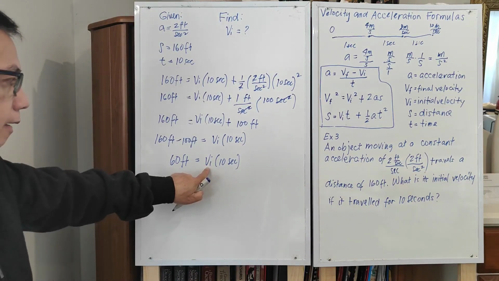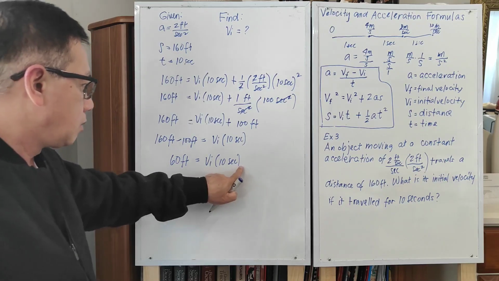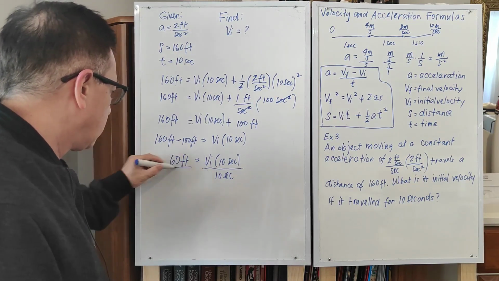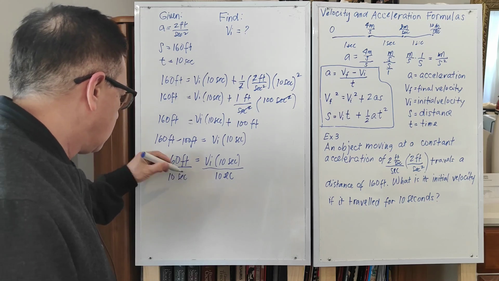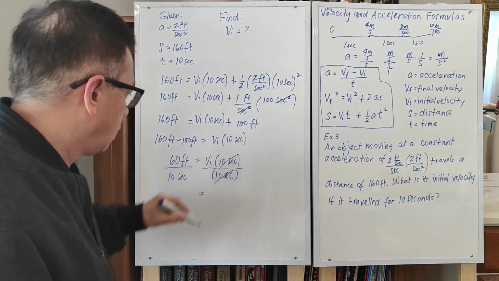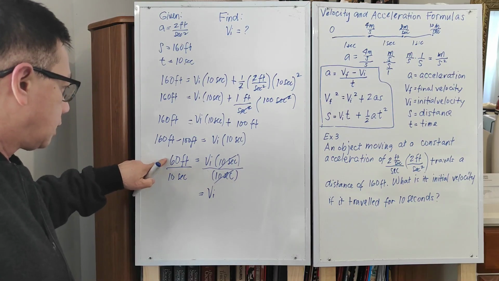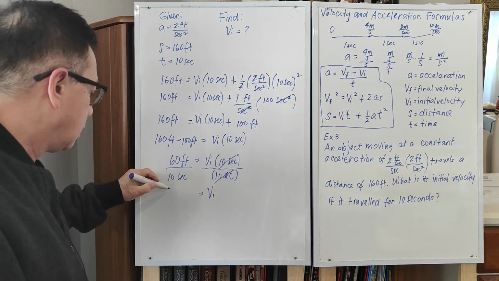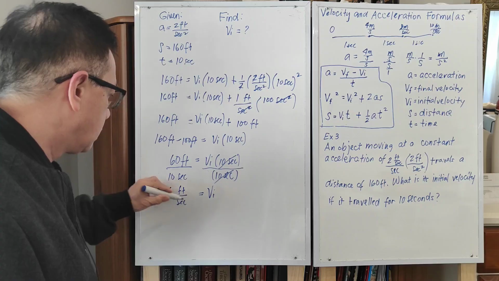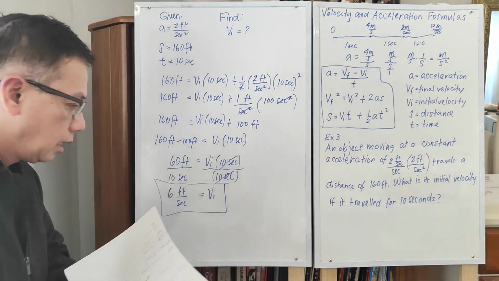So we need VI. What's with VI is 10 seconds. So we need to remove this by dividing by 10 seconds. So we also have to divide this by 10 seconds. So this will cancel out. So initial velocity will be 60 divided by 10 is 6. So your unit will be in feet per second. So this is your initial velocity.